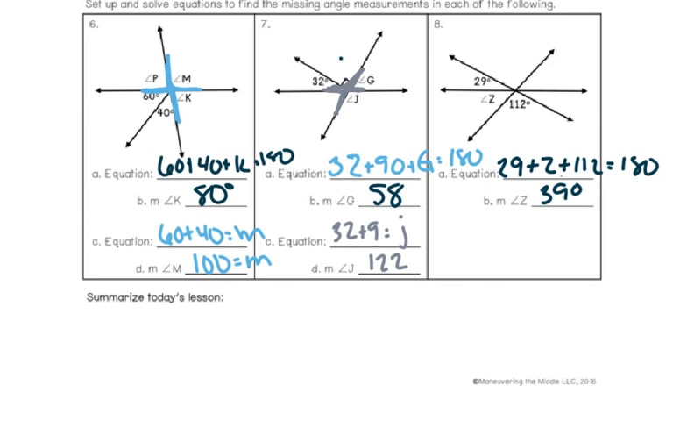Go ahead and summarize on your notes today's lesson in about 2 or 3 sentences. Remember, in our summaries, we should be using correct vocabulary that we have learned and complete sentences.